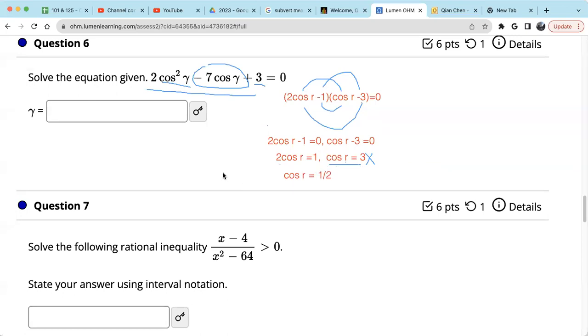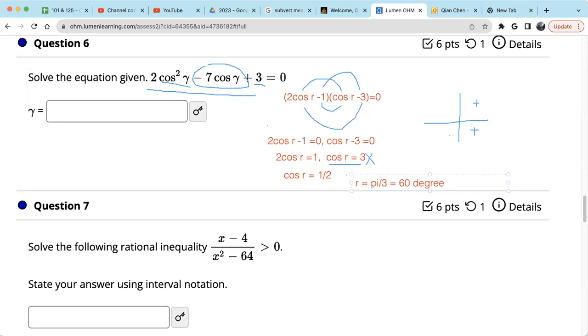Well, remember all students take calculus. In the 4 quadrants, cosine is positive in the first quadrant and in the 4th quadrant. So I have 2 solutions. That means gamma equals 2 values. In the first quadrant, when it's a half, it's pi over 3, or 60 degrees.